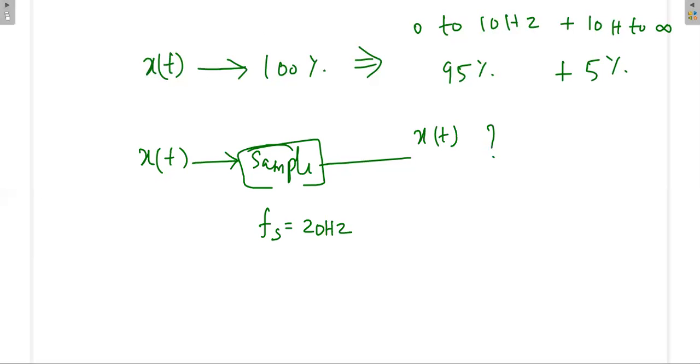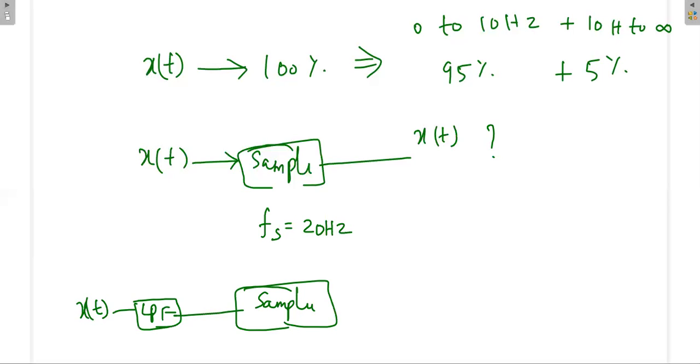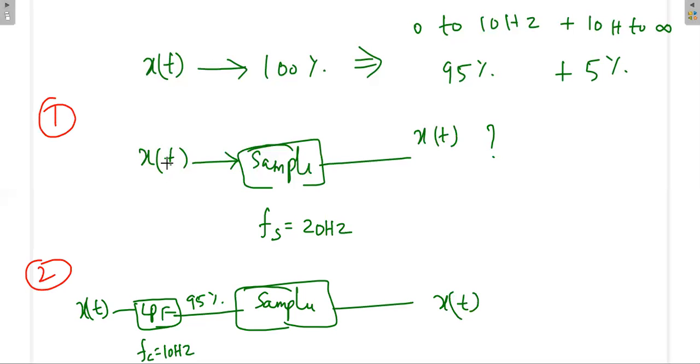Or otherwise, one more scenario: x of t, low pass filter, then sampler. The low pass filter cutoff frequency is 10 hertz. That means it will not allow any component higher than 10 hertz, so clearly I will have only 95% of the information, and I do the sampling and get x of t. Say this is case 1 and this is case 2. The first case may look like the better one, but it is not so. The second one is the better case.